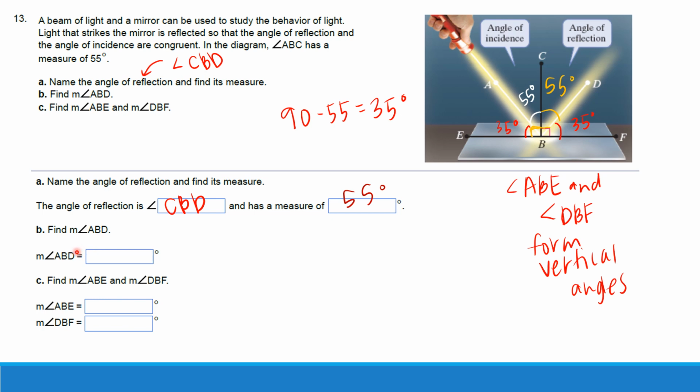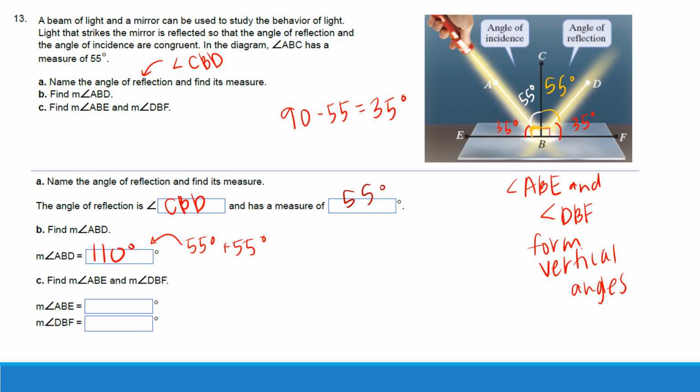All right, now we're asked to find the measure of ABD. So we just add those two angles together, 55 plus 55. That would give me 110. Well, let me write it off to the side. So this is how I found this. I did 55 degrees plus 55 degrees. That's 110 degrees.